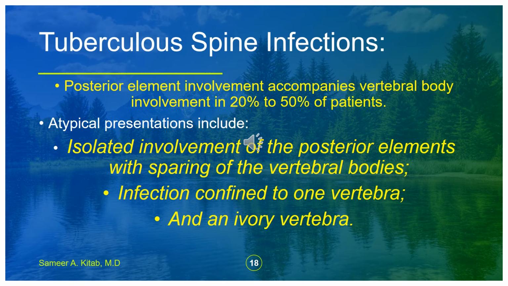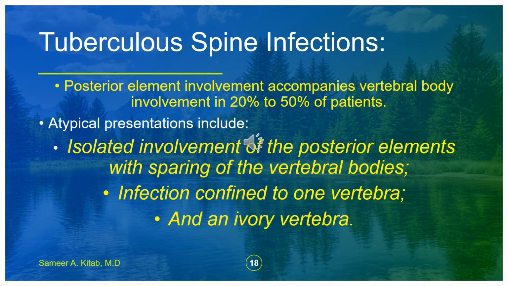Now, TB can involve the posterior elements, but it is rare. It is less than 20% of patients. TB spine can present atypically. That's to say, it can involve only the posterior elements. As we said, TB is an anterior disease. So isolated involvement of the posterior elements, meaning the spinous process, the lamina or the pedicles or the facet joints, is rare. So isolated involvement with the sparing of the vertebral bodies is rare.